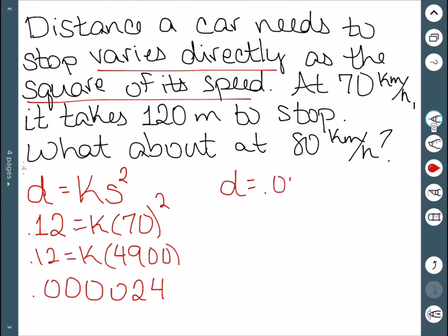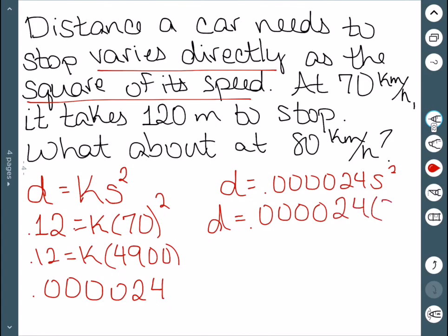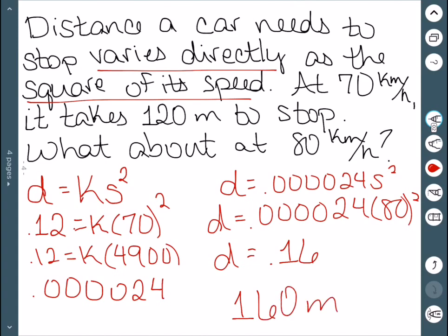We now have K, and we're going to let S be 80 this time. So we have times 80 squared. And if we try to multiply that out, we get approximately 0.16. So it takes approximately 160 meters to stop.